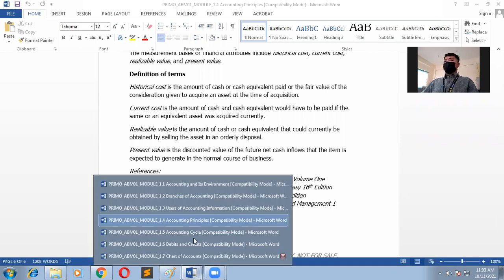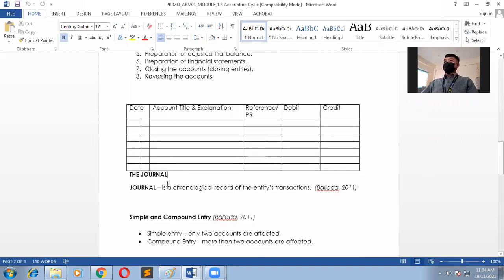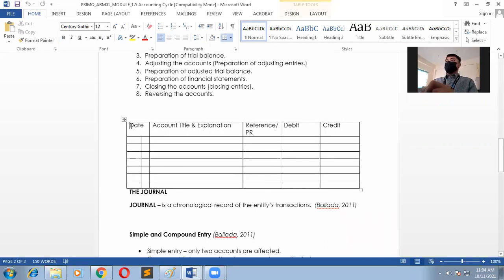Then we move with another module, which is the accounting cycle. We have identified that the first stage of the accounting cycle is journalizing, which is the preparation of journal entries in the journal, which is a chronological record of entries and transactions. Ito po ang format ng journal. You have transaction date, account title and explanation, posting reference, debit, credit columns.